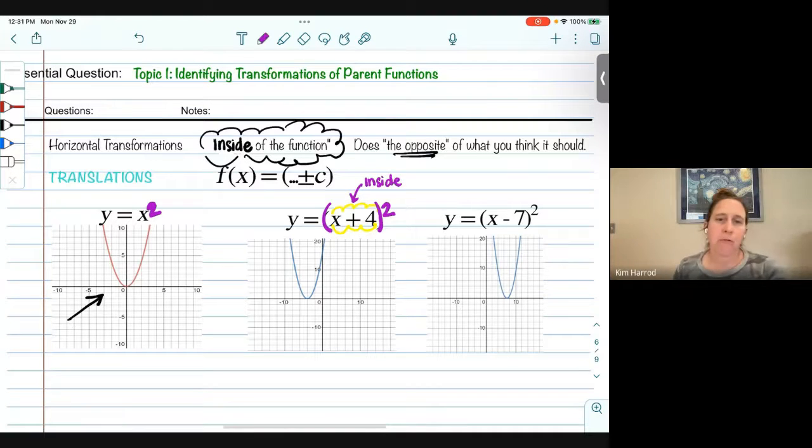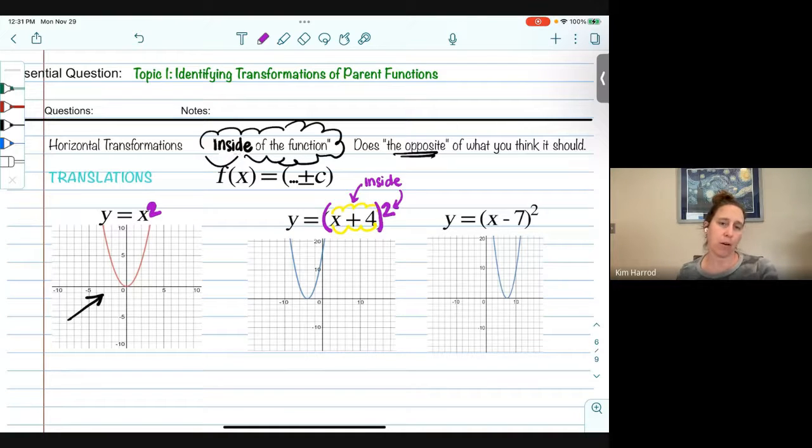Whatever makes the parent function itself, whether it's a square root bar or an absolute value bar or a cube power, whatever that identifying trait is that makes something its own parent function, if you put an operation inside of that so that that operation is happening to whatever you've added, that makes it inside. So that plus 4 is inside of the squared.